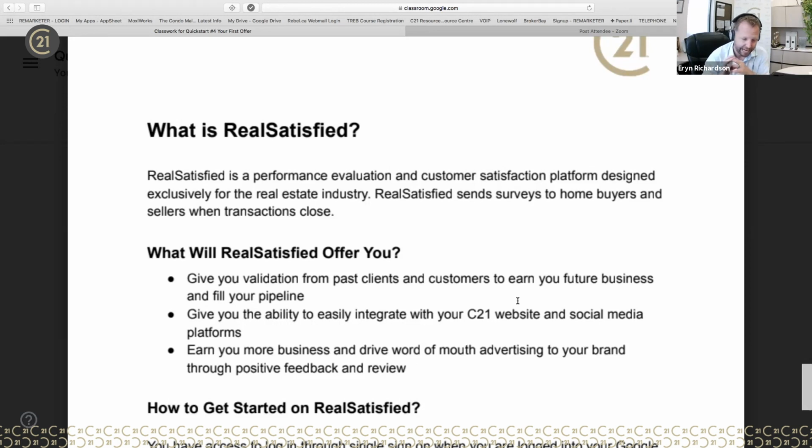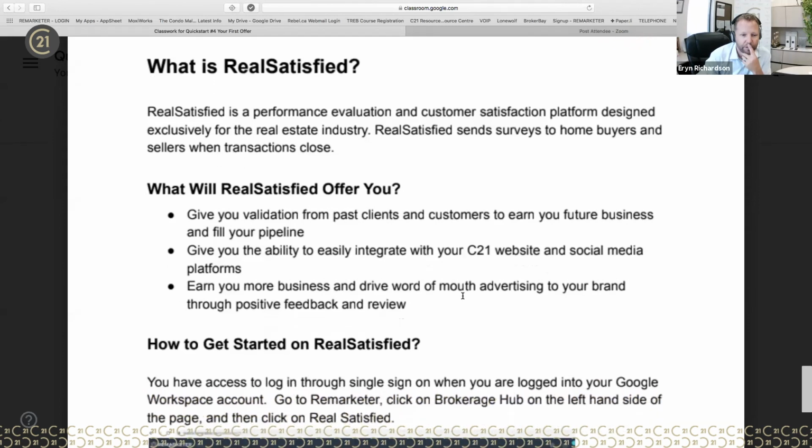We have a 99% satisfaction rating on RealSatisfied. So don't worry about RealSatisfied giving you bad reviews. You do want some constructive criticism where needed. If you're a 5 out of 5 and you have 36 reviews, people will not take you seriously. That's why it's much better to have a 4.8, 4.9 instead of a 5. So don't worry if you happen to get a little bit different than 5. All our agents are doing great with RealSatisfied. It really does give good validation from past clients and customers.